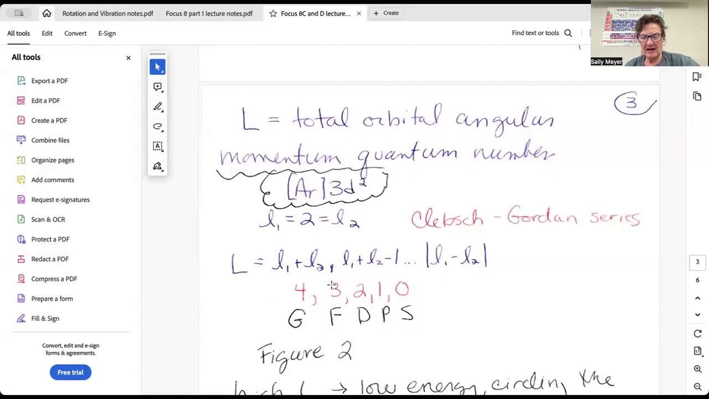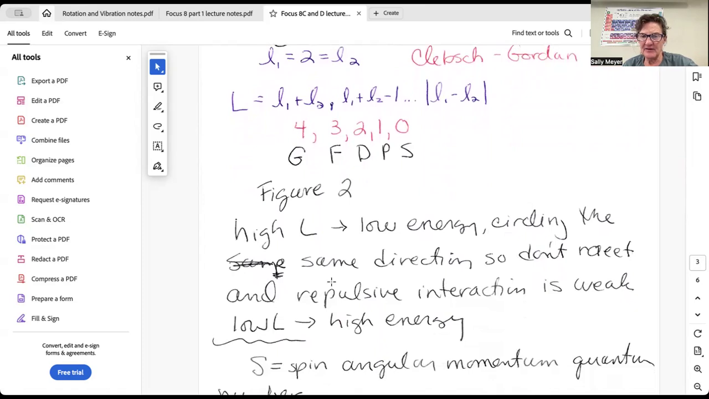So we need to think about how we figure out how many we have. If L equals 2 for each of these, the Clebsch-Gordan series says you add the two L's, then add the two L's and subtract 1, all the way down to the lowest value, which would be when they're anti each other, and then you take the absolute value. For this case, 2 plus 2 is 4, 2 plus 2 minus 1 is 3, etc., down to 2 minus 2 is 0. So you're going to have very large angular momentum quantum number of 4, all the way down to 0, where they're exactly anti each other. So they're canceling each other's contribution to the angular momentum.